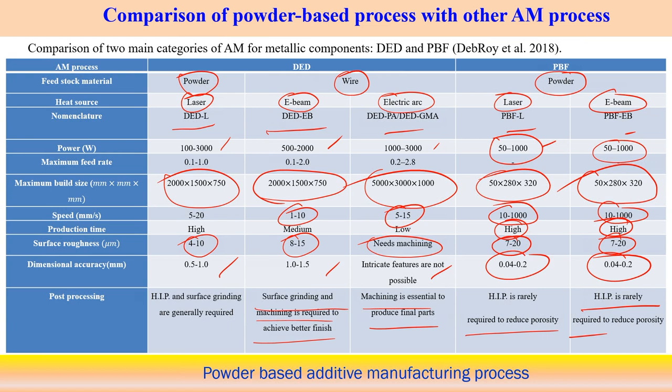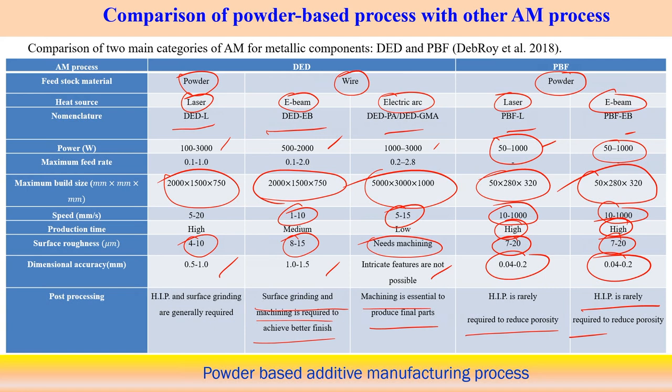Overall, we have powder based and wire based. With powder based, more accurate components and more complex shapes can be achieved. On the other side, with wire based we cannot produce more complicated parts, but it suits where a big structure is required, so a large deposition amount is needed.